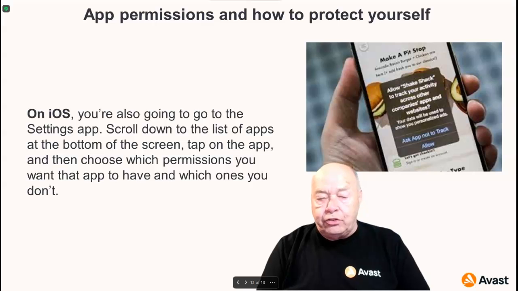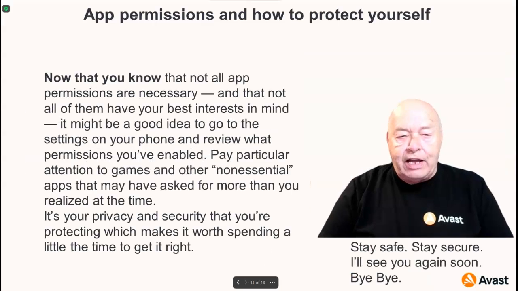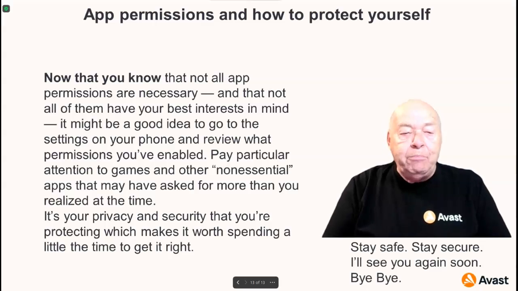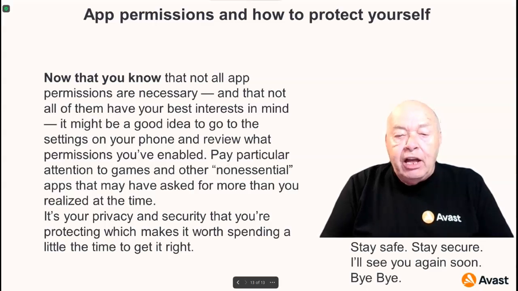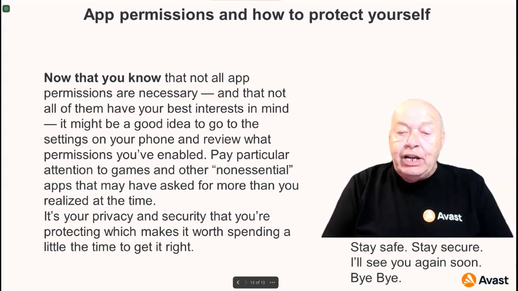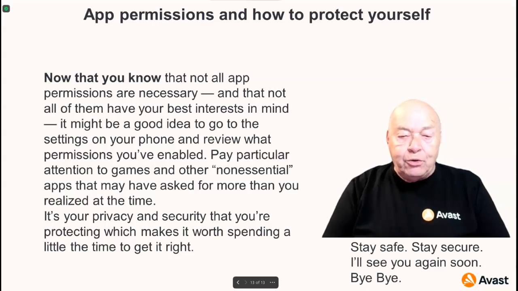Now that you know that not all app permissions are necessary and that not all of them have your best interests in mind, it might be a good idea to go to the settings on your phone and review what permissions you've enabled. Pay particular attention to games and other non-essential apps that may have asked for more than you realize at the time. It's your privacy and security that you're protecting, which makes it worth spending a little time to get it right.